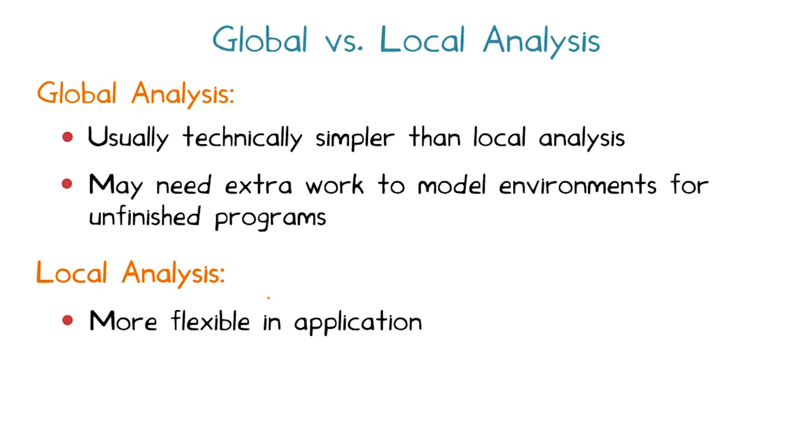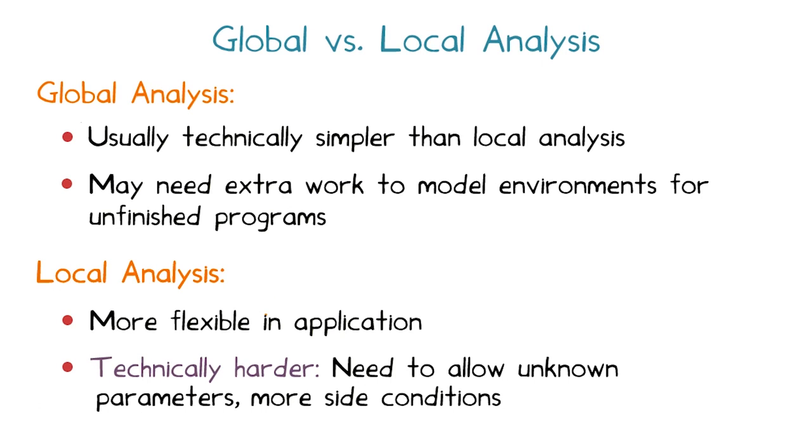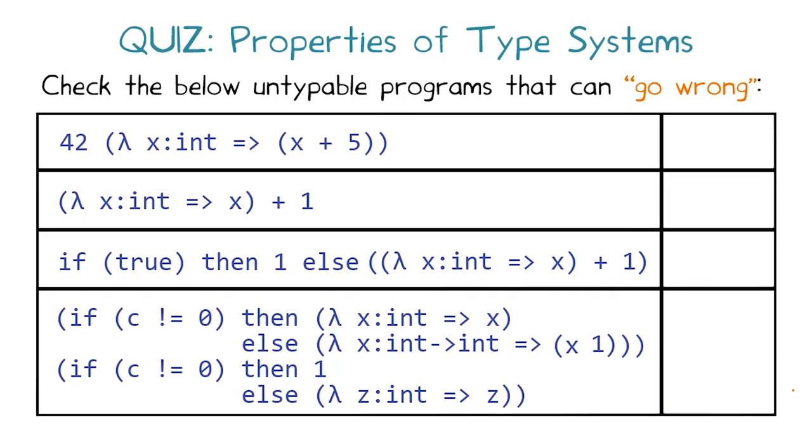It can allow analysis of, for example, a library without a client. However, local analysis is harder to do in the following sense. It requires the algorithm to allow for unknown parameters in environments which will be solved for later, such as alpha in the example we just saw, and more side conditions on such unknown parameters that greatly increase the complexity of the problem. We saw that type systems are sound in that well-typed programs do not go wrong in any execution.